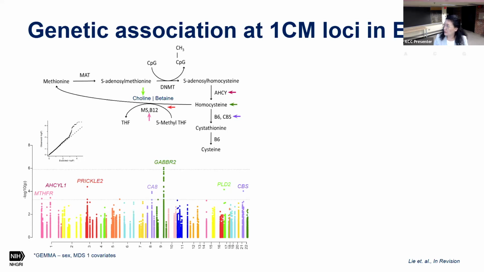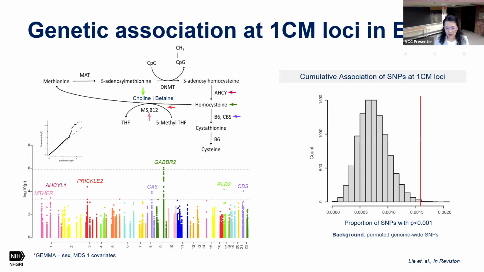From the pathway-wise association analysis, we identified some of the 1CM pathway-related genes standing out from the association study. Those are also involved in the 1CM pathway, and the cumulative association of the SNPs at the 1CM loci also stands out from random cumulative studies.